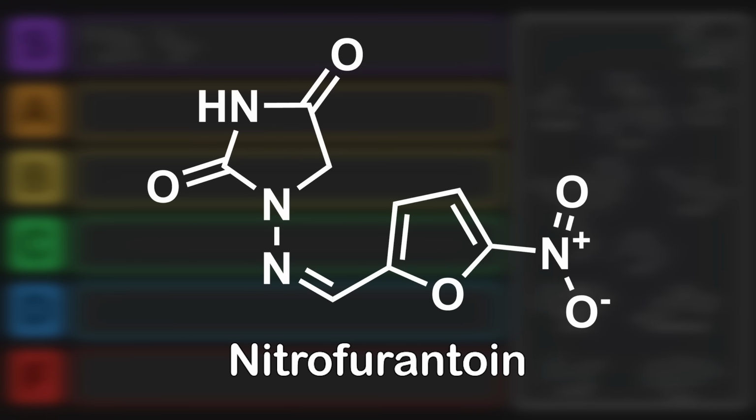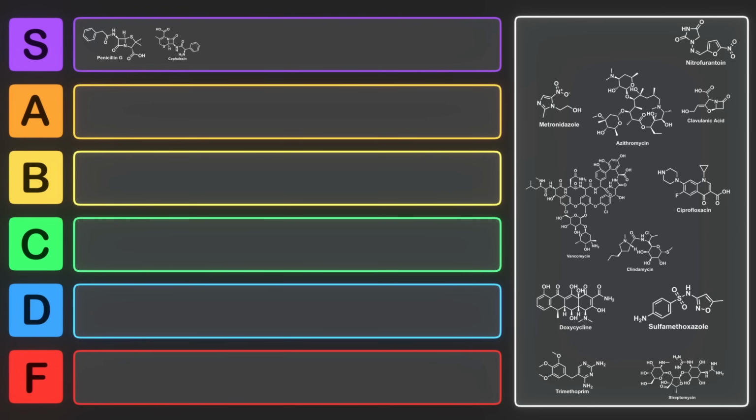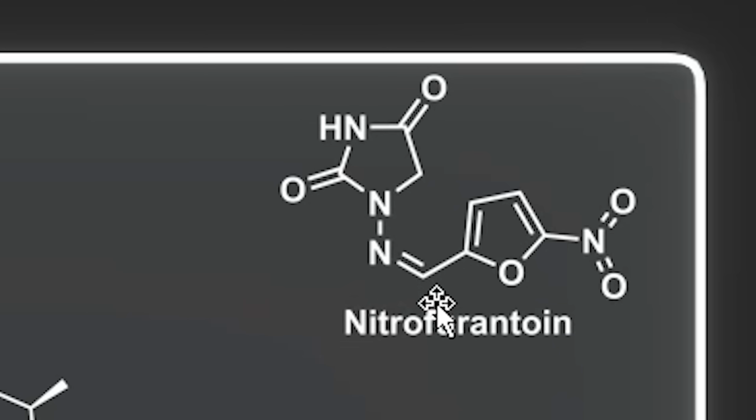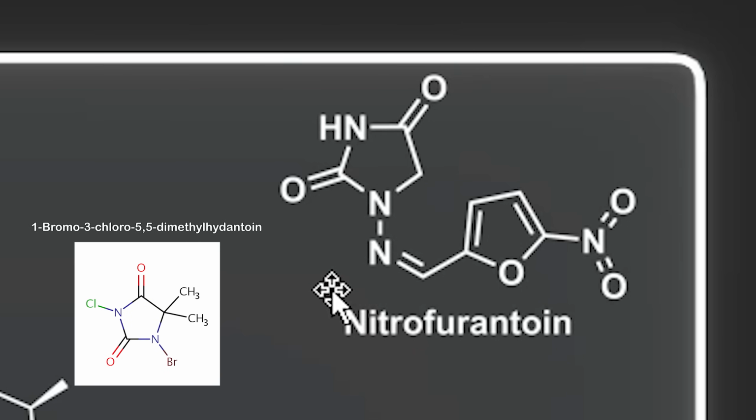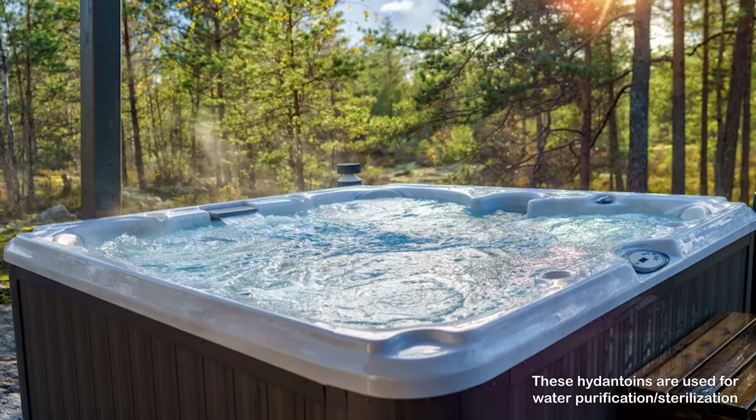Next we have nitrofurantoin. Nitrofurantoin is a synthetic antibiotic and used primarily for the treatment of UTIs or urinary tract infections. Nitrofurantoin has this really cursed-looking hydrazine group, which is connected to this hydantoin group. A hydantoin group is often seen in chemistry in the context of N,N-dibromodimethylhydantoin, or chlorobromodimethylhydantoin, which is often used in spas or hot tubs.